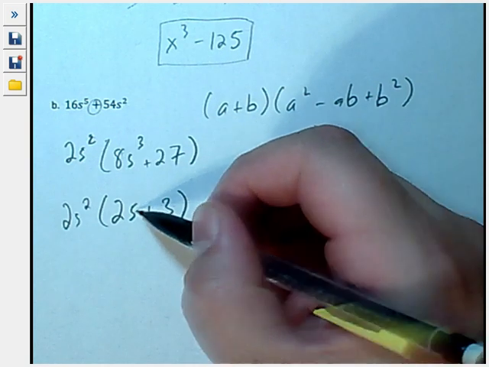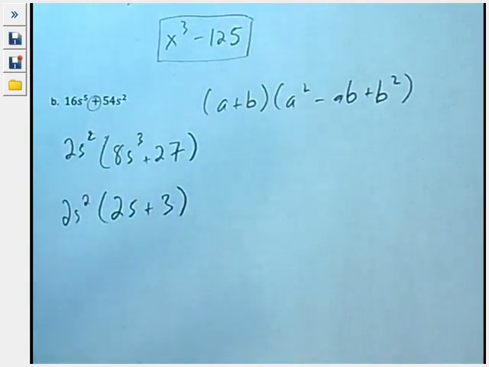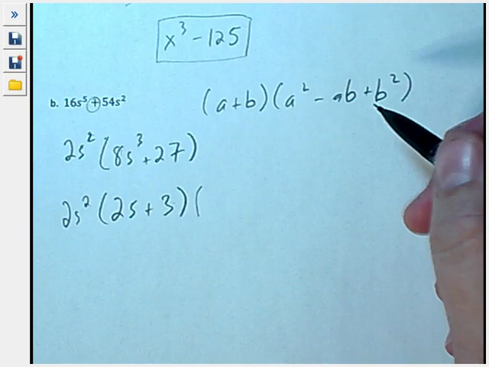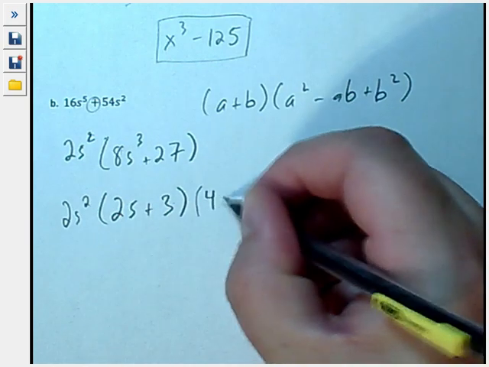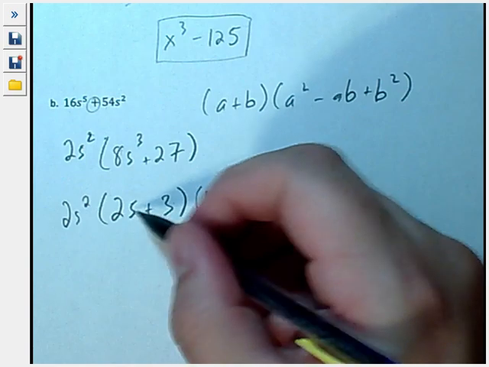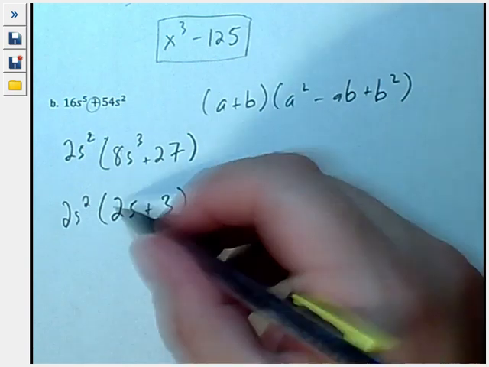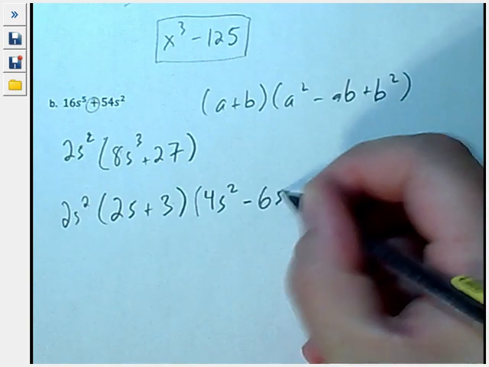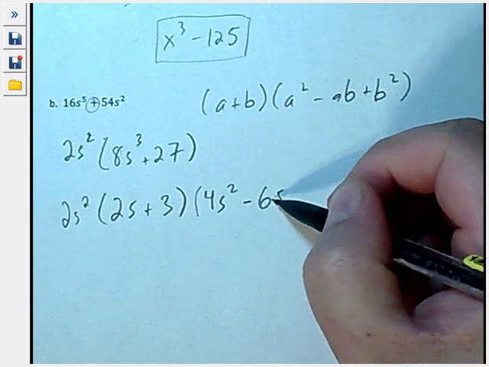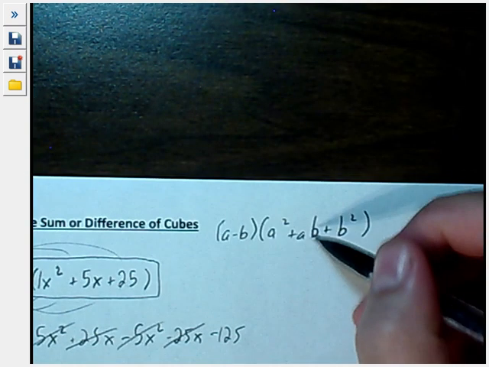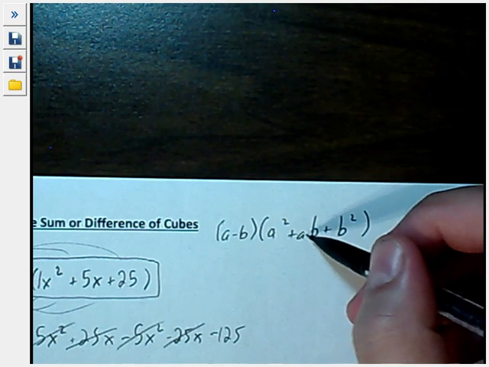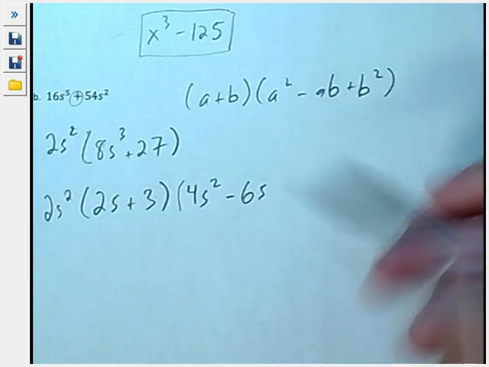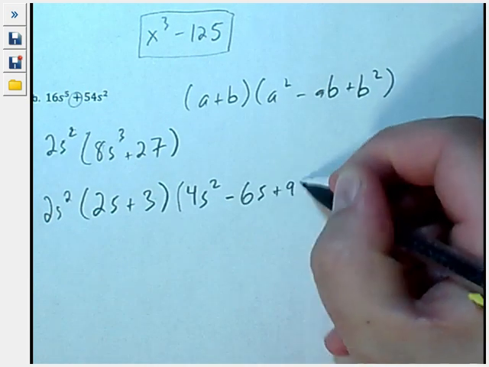This is an s. This is not a 5. They look the same, so hopefully you're paying attention to that. And then inside of the parentheses, we're going to square the first term. Well, the first term is 2s, so this is going to be 4s squared, because 2s times 2s is 4s squared. We're going to multiply the two terms together, and that's going to give us negative 6s, because 2 times 3 is 6s, and then we're going to change the sign, like we did up here. We multiply a and b together, and then we change the sign. Then we take this one and square it, and that gives you 9 like that.